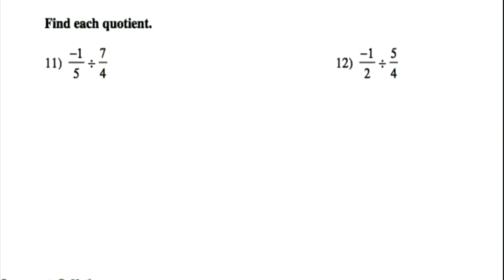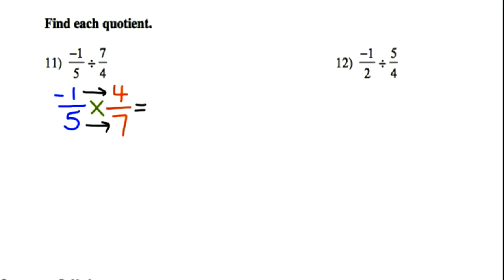So the first one, you're going to find the quotient of the two examples. So I am going to keep the first fraction as -1/5. I'm going to switch to a multiplication symbol. And then I'm going to flip the second fraction. So I am going to write the reciprocal of 7/4, which is 4/7. And all I have to do then at that point is remember my rules for multiplication and multiply straight across.